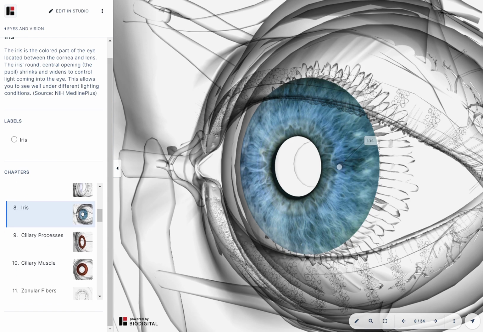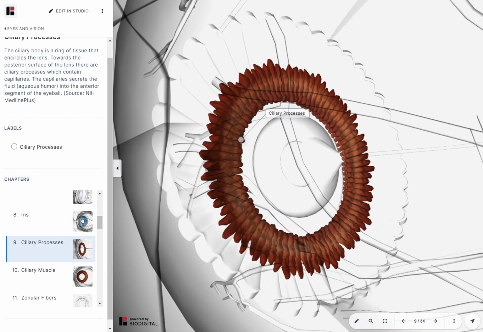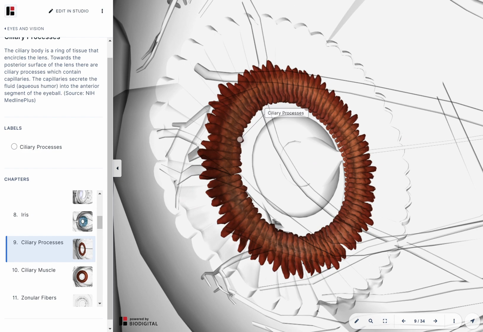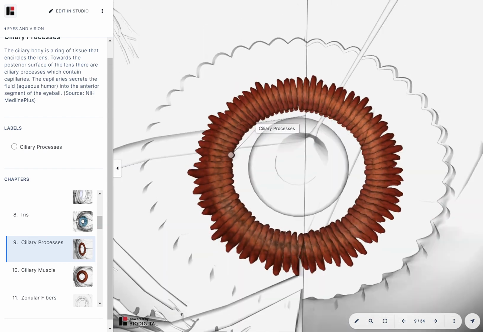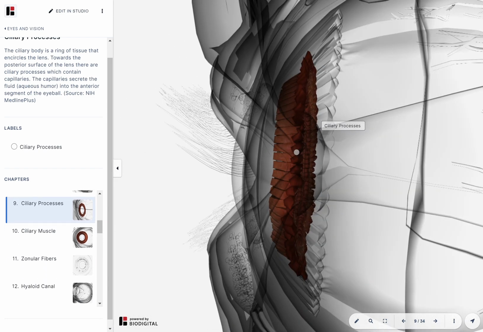So then moving on to the ciliary processes over here. These are a ring of tissues which help in stretching out and changing the shape of the lens, thereby changing its focal power, thereby helping us to see far away or nearby. This works closely with the ciliary muscles. So the ciliary muscles attach to the lens through the ciliary processes. So that's about that.